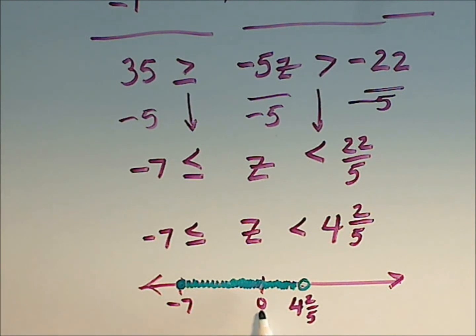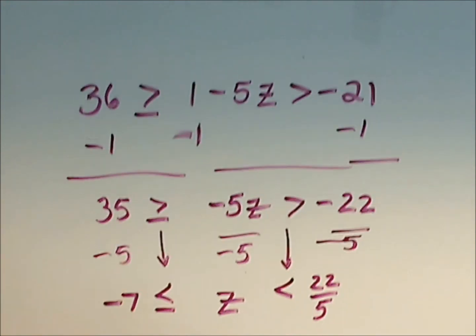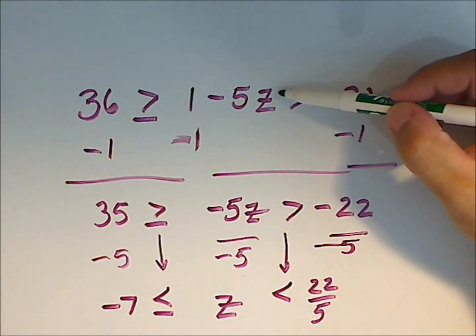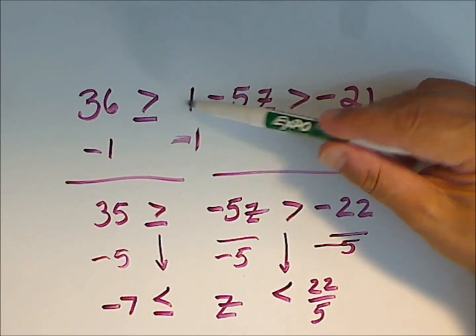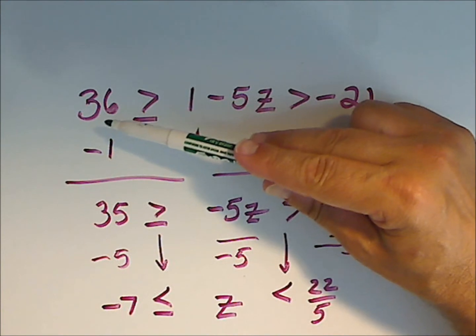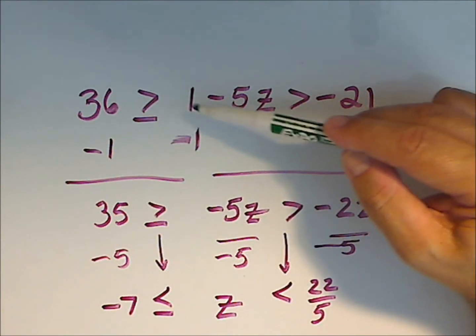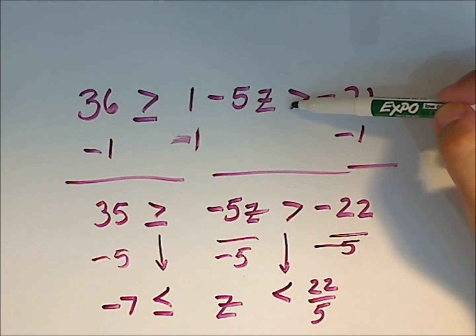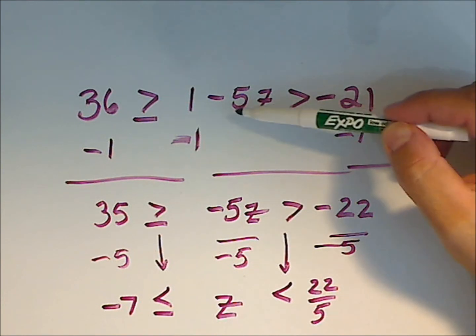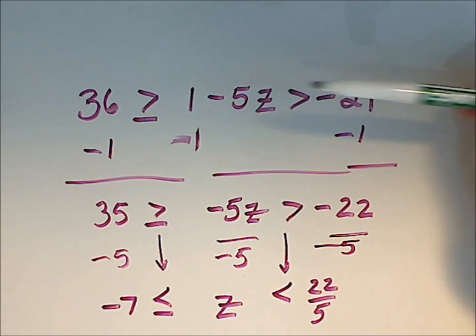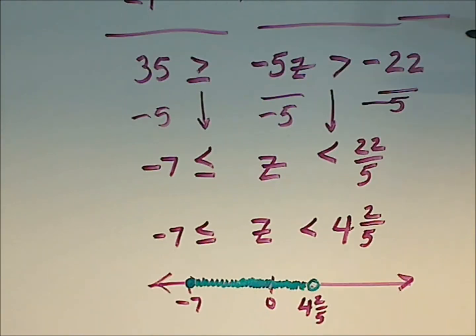This means that 0 should work. So that's a good one just to try out. Negative 5 times 0 is 0, and 1 minus 0 is 1. 1 is certainly less than 36, and 36 is certainly greater than 1. 1 is certainly greater than a negative 21, and negative 21 is certainly less than 1. So that works. We could try a few other numbers.